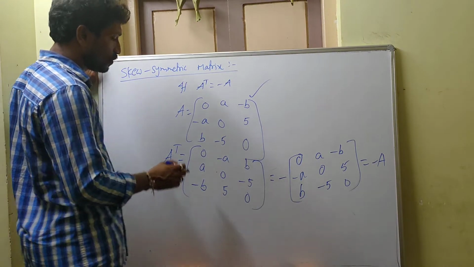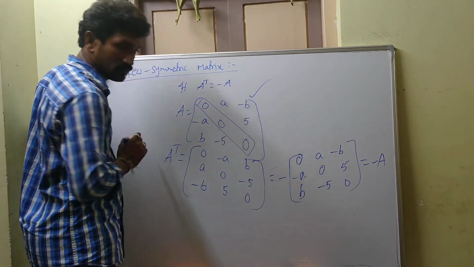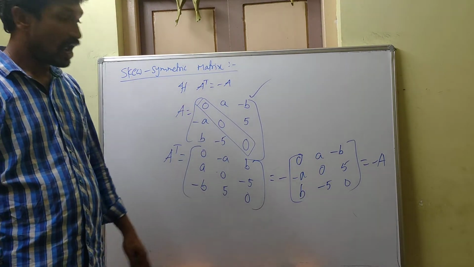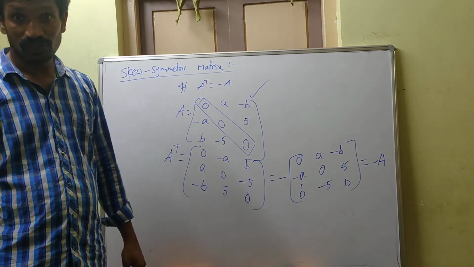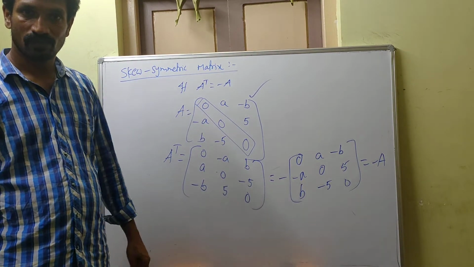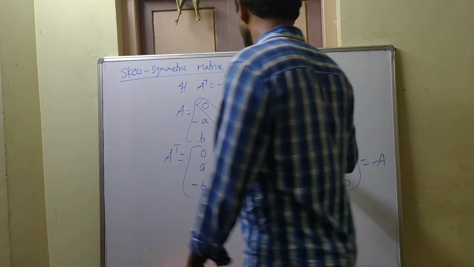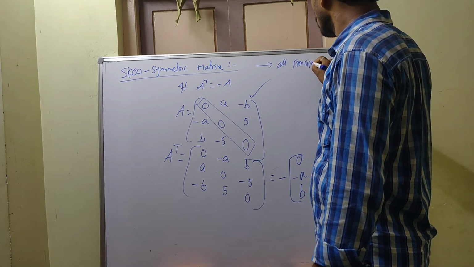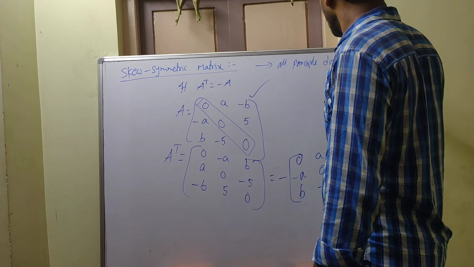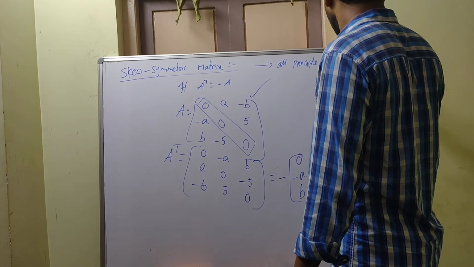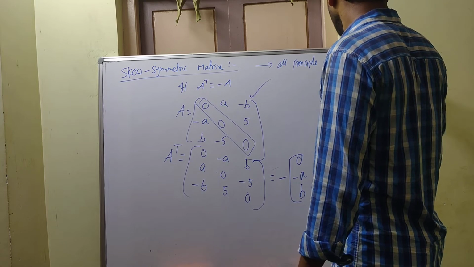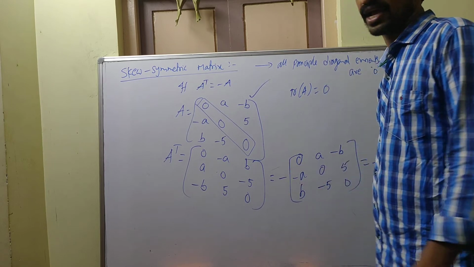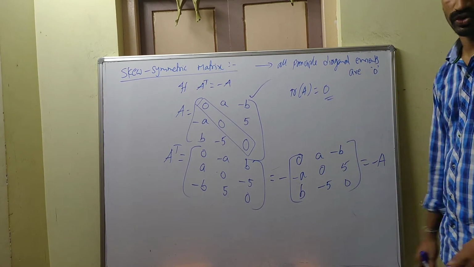See here, in the skew symmetric matrix, all the principal diagonal elements are equal to 0 and the trace of that matrix is always equal to 0. Trace means sum of the principal diagonal elements. Okay? See what point we can write: in a skew symmetric matrix, all principal diagonal elements are equal to 0 and the trace of that matrix is 0. Trace means sum of the principal diagonal elements, 0 plus 0 plus 0, automatically it becomes 0.